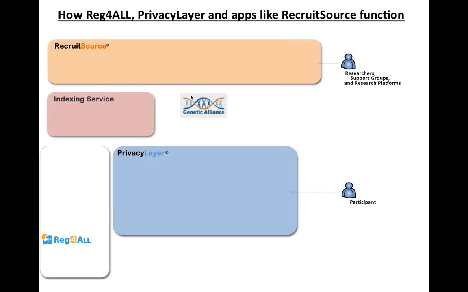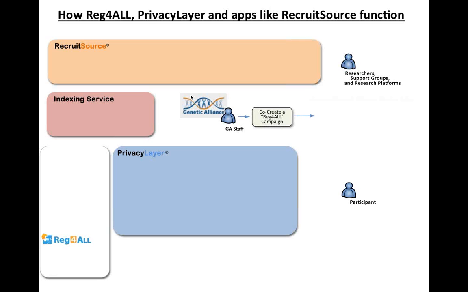Each of those has authenticated access to their respective platforms. The way that it works is that there's an indexing service in between these two, which creates a search engine kind of capability for RecruitSource to look at data that's been permitted by the participant.